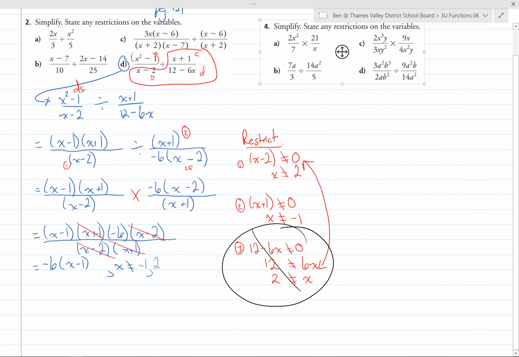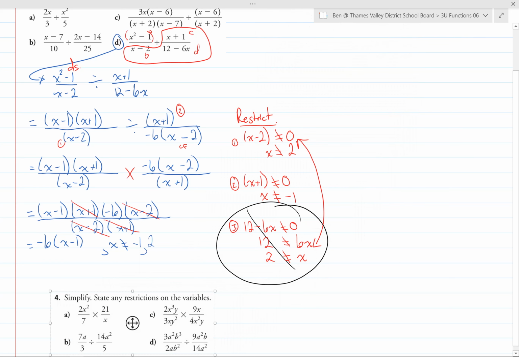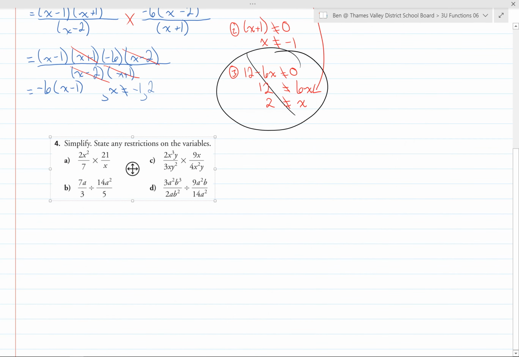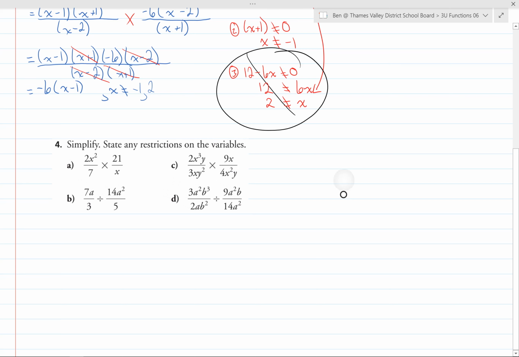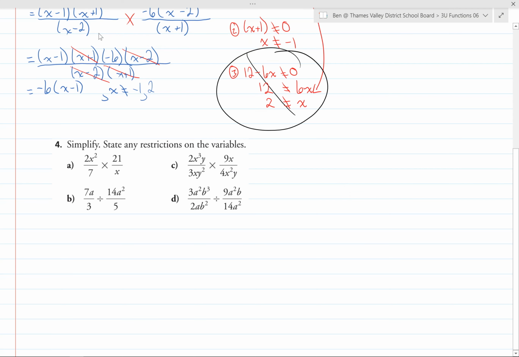Now we're going to work here on 4D. Let's move this down and see what we can accomplish here. So 4D, again, we're simplifying. We're stating any restrictions. This is where we're working right here.